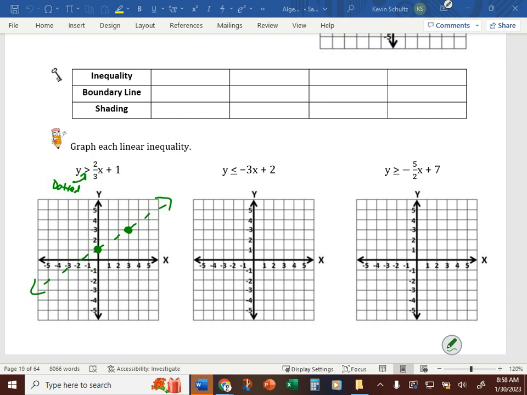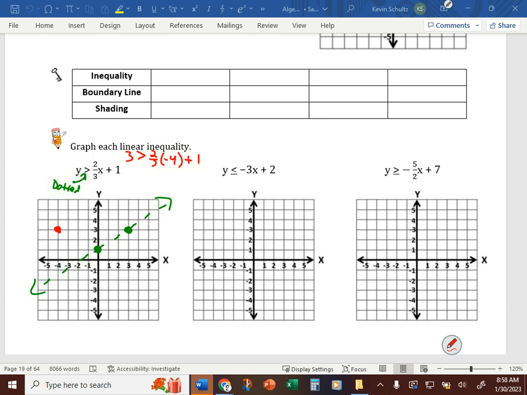Now which side do we shade? Where are our solutions? Give me an ordered pair that is not on the line itself. Finn, what do you want to test? How about -4, 3. So into our inequality, we're putting -4, 3. So 3 is greater than 2/3 times -4. That's kind of nasty. Plus 1.